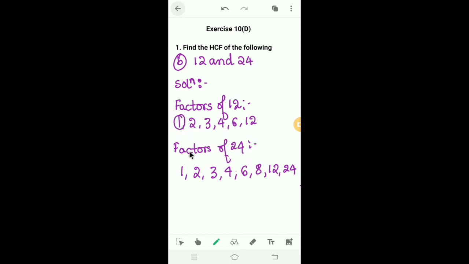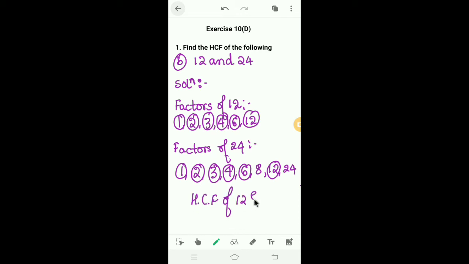So here 1 is common, 2 is common, 3 is common, 4 is common, 6 is common and 12 is common. Here 12 is the last common factor of 12 and 24. So HCF of 12 and 24 is 12.